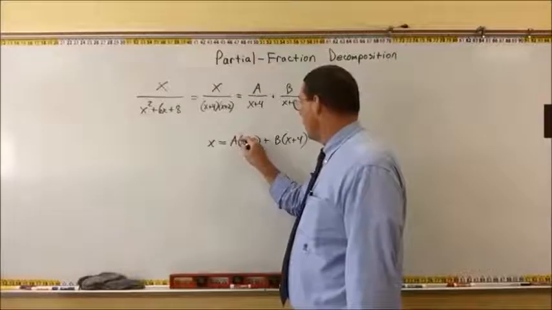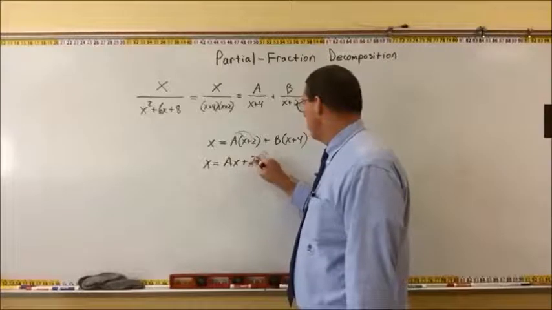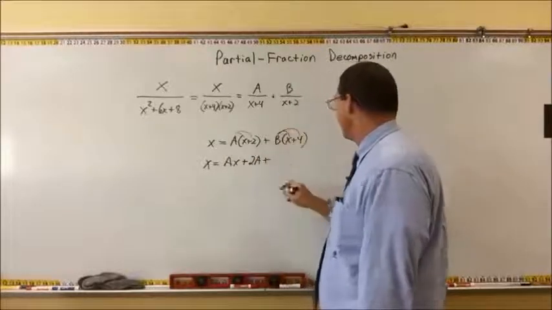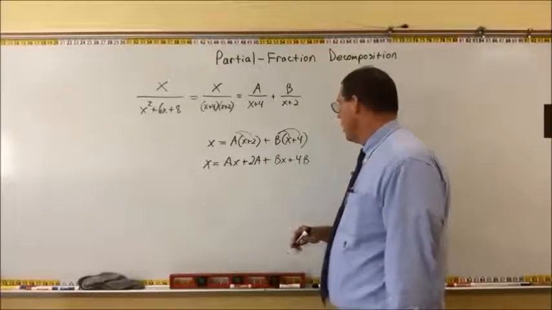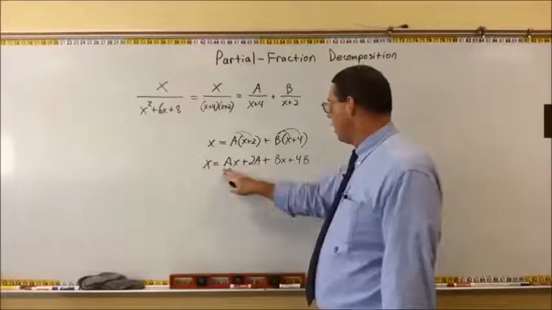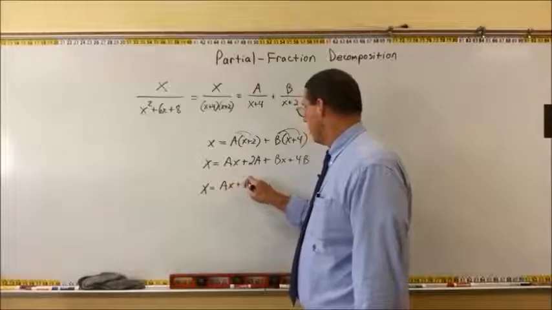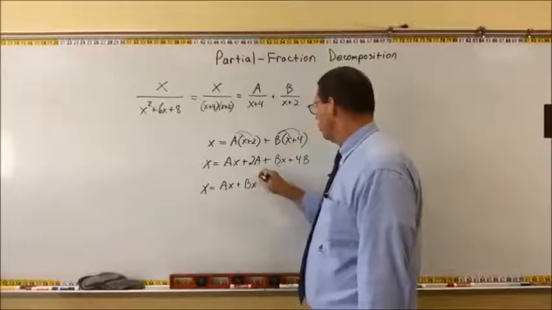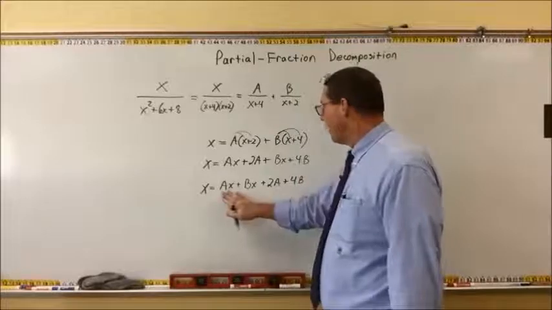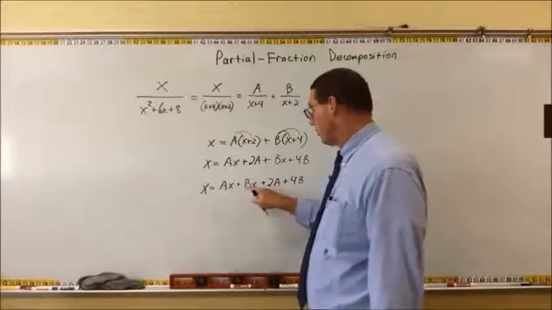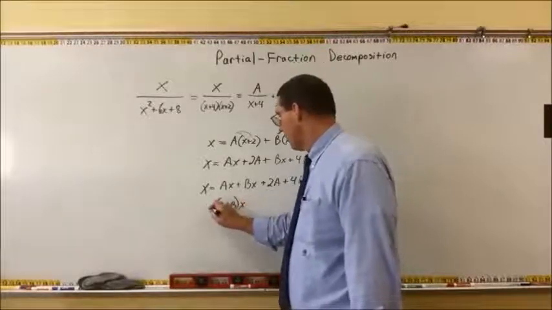So now we're going to distribute the A. So we get x equals Ax plus 2A plus B times x, B times 4, Bx plus 4B. Okay? And now I'm going to rearrange it and put the Ax and the Bx together. So x is equal to Ax plus Bx plus 2A plus 4B. And now I'm going to factor the x out, like I've done every single time, and make it A plus B times x. Okay, this is equal to x.